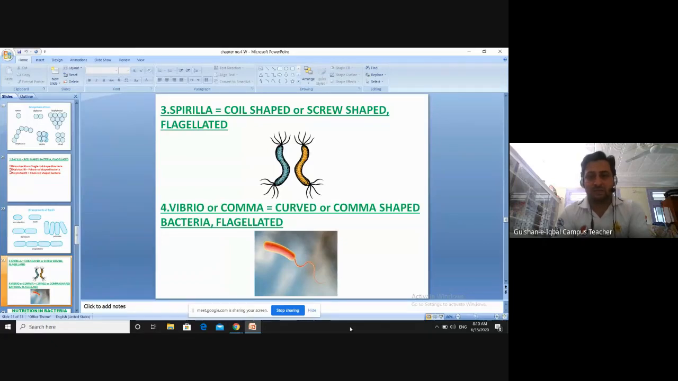So these are the four basic types of bacteria according to shape. Number one is cocci bacteria, number two is bacillus, number three is spirilla, and number four is vibrio or comma shaped bacteria. Okay, I hope you get it.